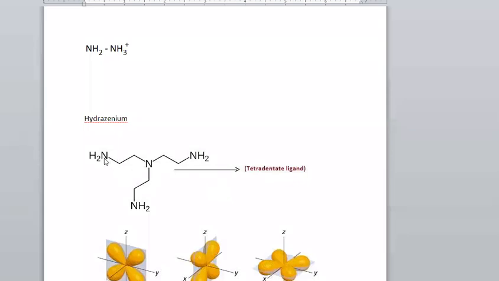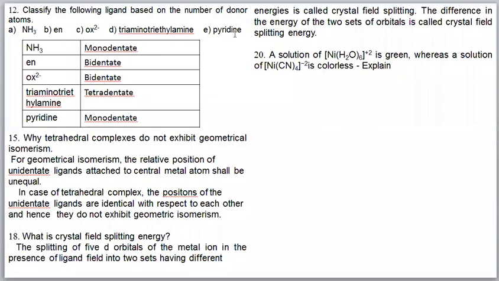Here you see donor atoms 1, 2, 3. This nitrogen also has a lone pair of electrons, so this is also a donor atom. So 4 donor atoms are there, so it is a tetradentate ligand. Then pyridine, this is also a monodentate ligand.